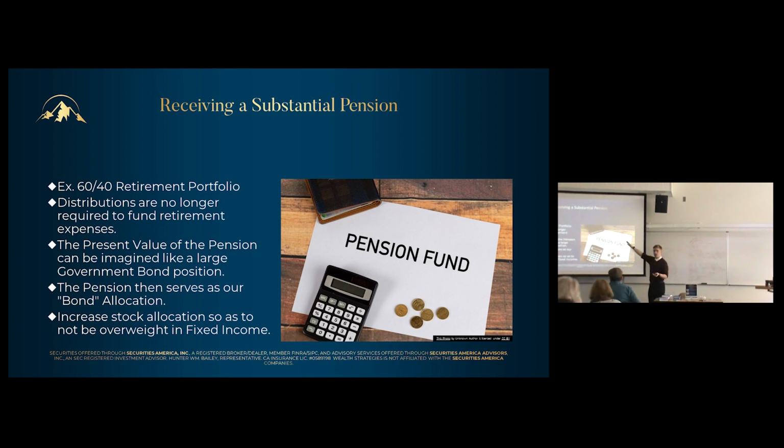This could be totally allocated into stocks to give to my beneficiaries or just grow my assets, grow my net worth in general. So the present value of that pension can be imagined like a large government bond position, like I just mentioned, and it serves as our bond allocation. So you can then increase the stock allocations in your retirement account, because remember, we're not taking any cash from it. There's no cash needs there. And we have this giant pension that serves as our government bond position. And if we don't need to take any cash from our retirement account, we can just throw that all into the stocks and we don't have to worry about it, because all of our expenses are going to be covered.